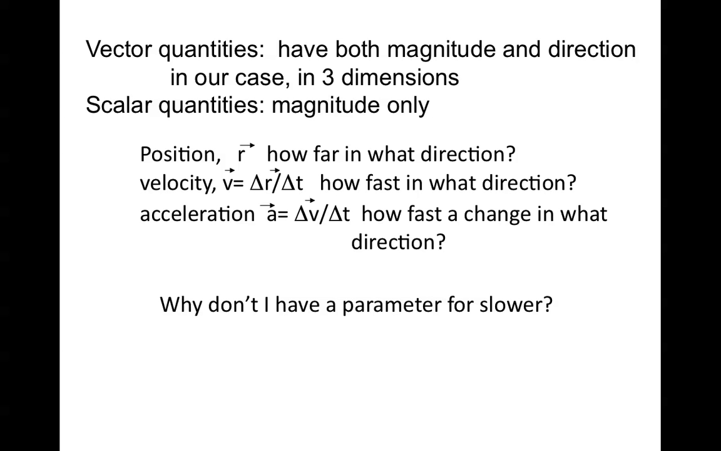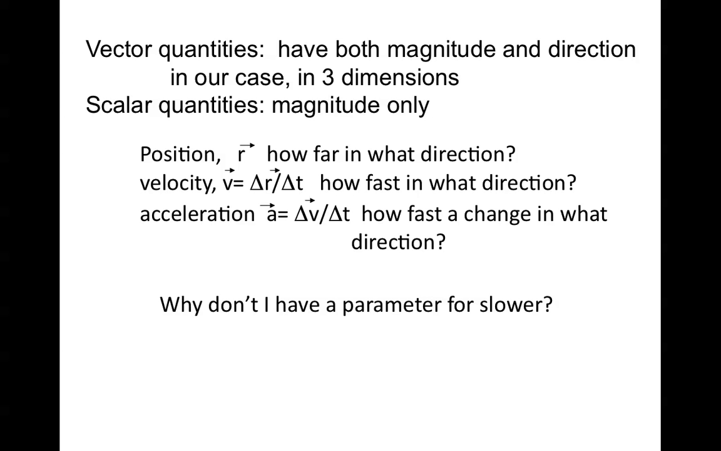But let's consider some common scalar quantities and their corresponding vector quantities. One scalar quantity would be distance, how far something is. But position is the corresponding vector quantity, which we write r with a little arrow above it to designate the vector nature of it. How far something is in what direction, in our case in 3 dimensions. Speed is a scalar quantity for motion. Velocity is the corresponding vector quantity. The velocity is how fast in what direction. Acceleration is also a vector quantity. It's how fast a change of velocity in what direction.